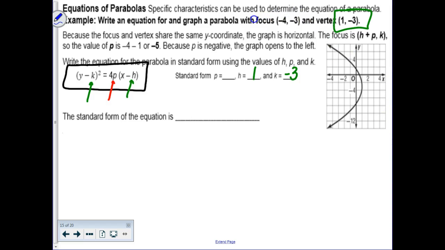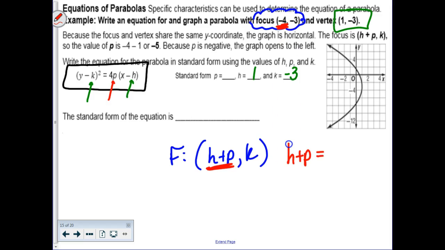However, the focus point is going to help us calculate p. So look at the focus point. For a sideways parabola like this, the focus point formula is, let's see, h plus p comma k. So this guy, h plus p, is supposed to equal negative 4. But don't you know h? What's h? It's 1. All right, guys, solve for p. Subtract 1. Turns out p is negative 5.